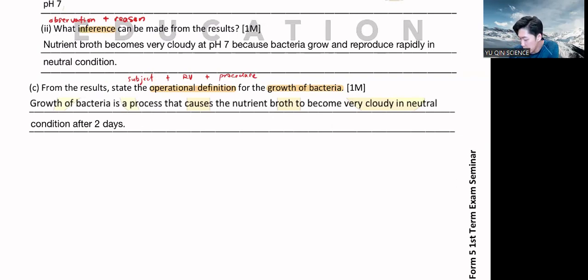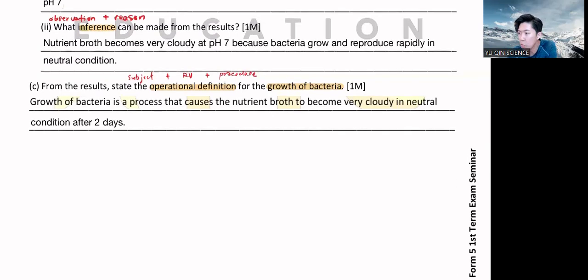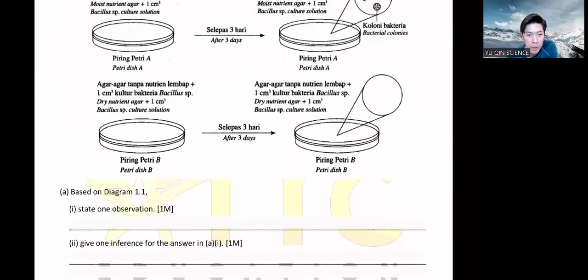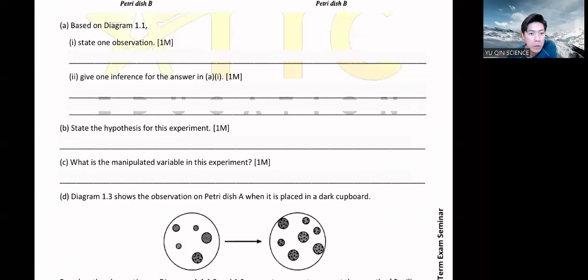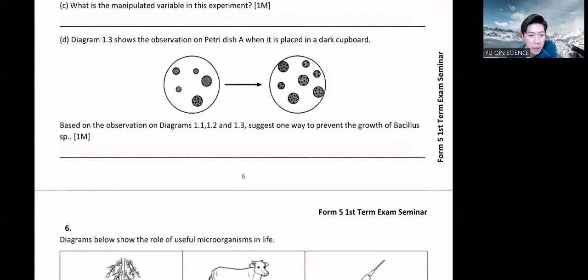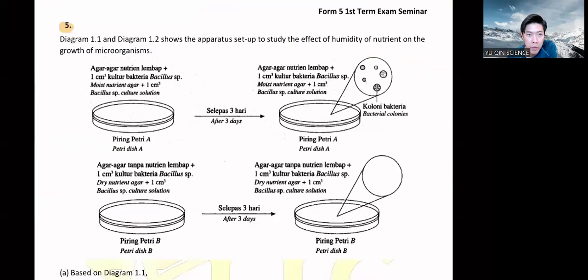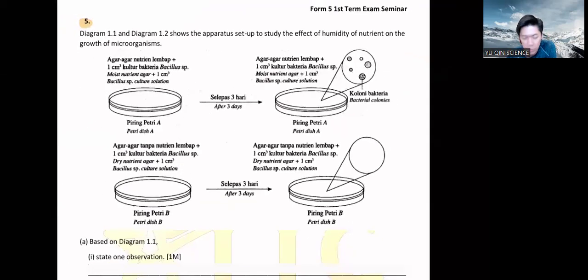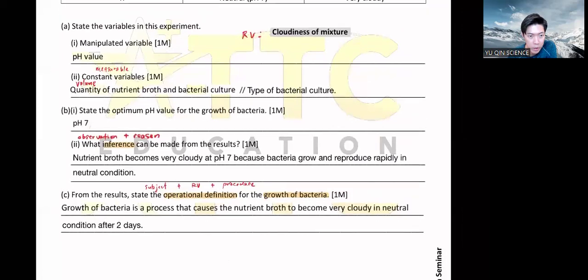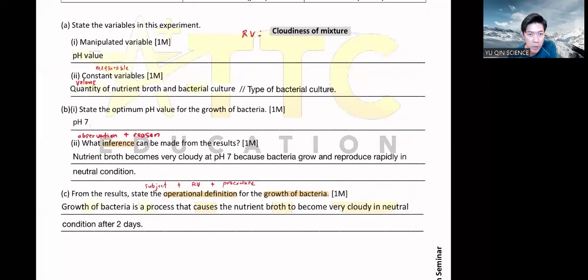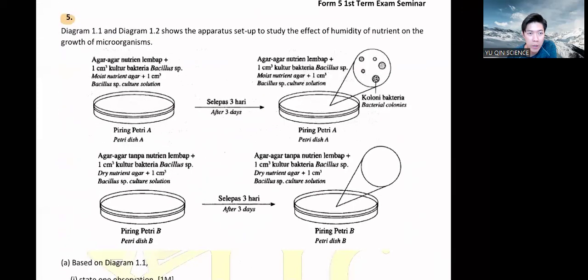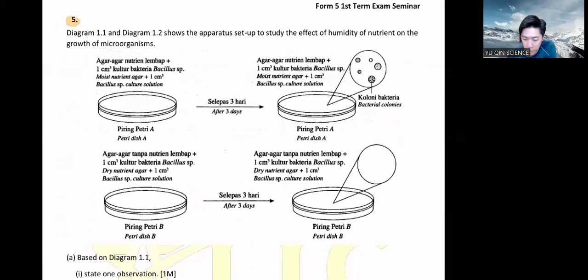Okay, so you're good with this one? Good. Then we want to try maybe one more. Okay, number 5, everybody. Do you want to try the formatting that I've told you, like inference and operational definition, on this question and see if you can understand.